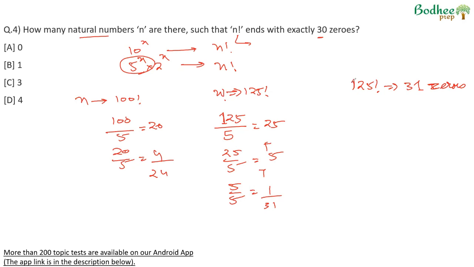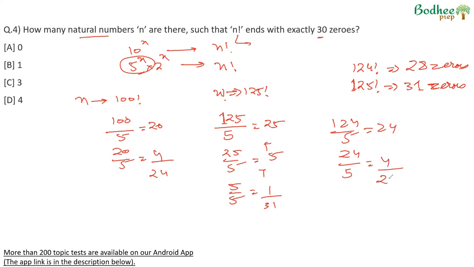But for the number before this, that is 124 factorial, 125 has three 5s, so 124 factorial will have 3 zeros less. We can also check: 124 by 5 is 24, 24 by 5 is 4, and 24 plus 4 is 28. Now, any number less than this will have 28 or fewer zeros. Any number more than this will have 31 or more zeros.